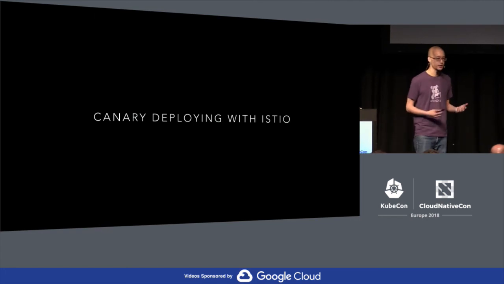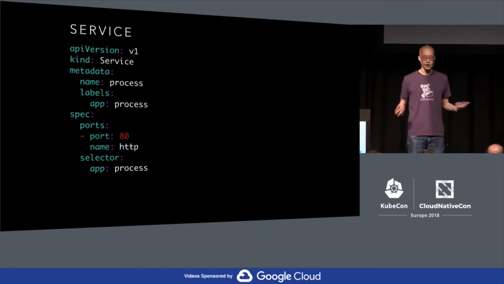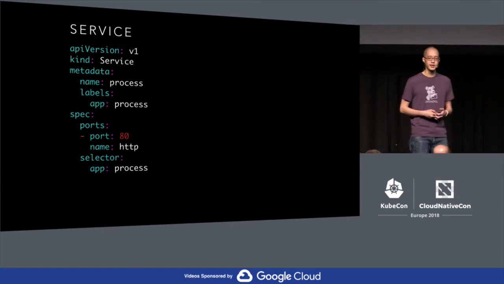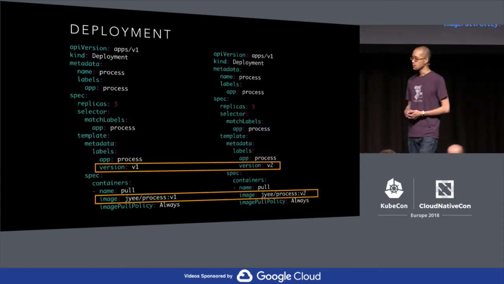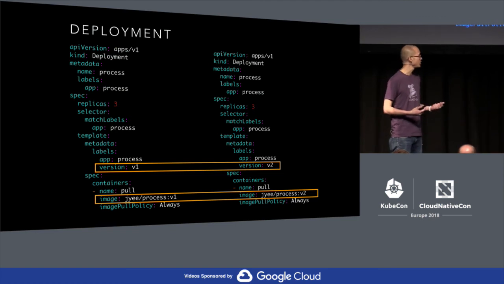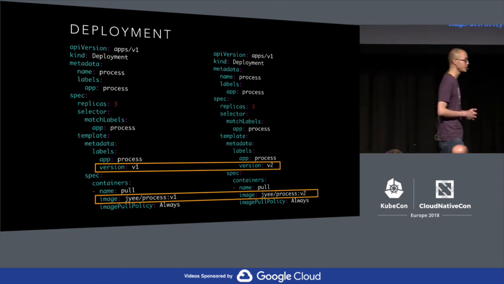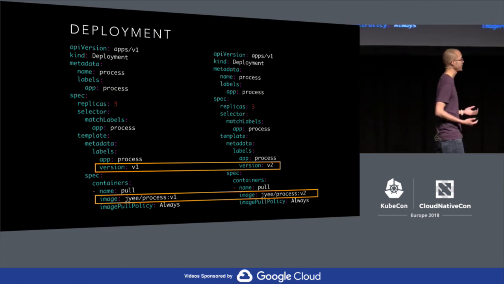So Canary deploying with Istio, how's this done? Well, you start off with a service. The service doesn't actually get changed. This is all standard Kubernetes. The deployments, so you set up 2 deployments, right? And there's not a whole lot. You just have to create version 1, version 2. This is actually how you would do Canary deploys with straight up Kubernetes.